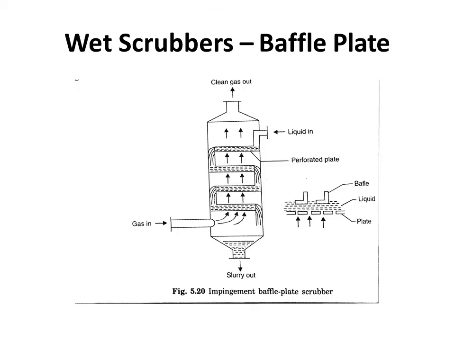Another method similar to the packed bed tower is the baffle plate scrubber. In this method, the gas stream is passed through a flooded perforated plate for scrubbing. The impingement baffles are situated directly above each perforation onto which the gas jet is impinged. The particles are collected by inertial impaction.